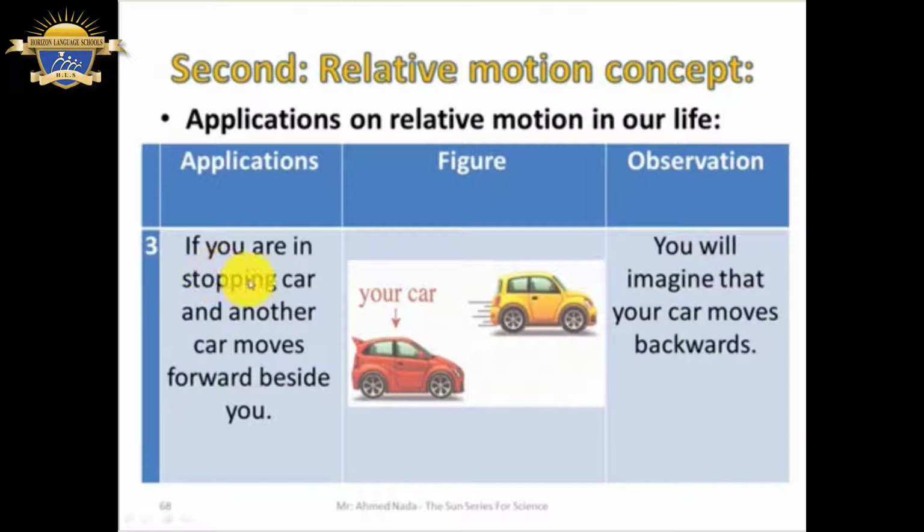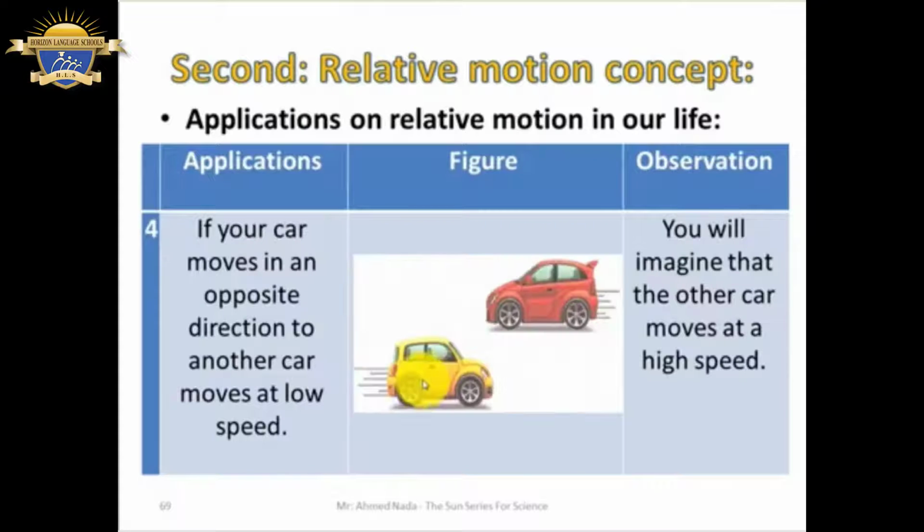Application number 3, vice versa. If you are in a stopping car, the red car, and another car moves forward beside you, what is the observation? You will imagine that your car moves backward, because the yellow car is moving forward and you will observe that it moves backward.